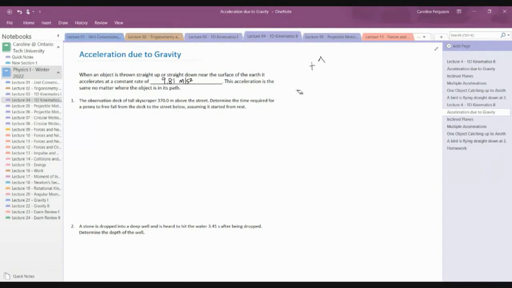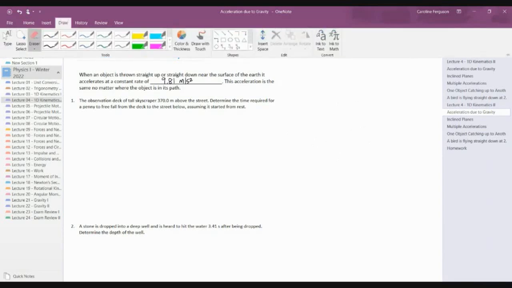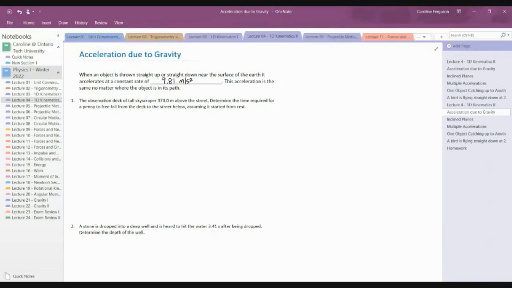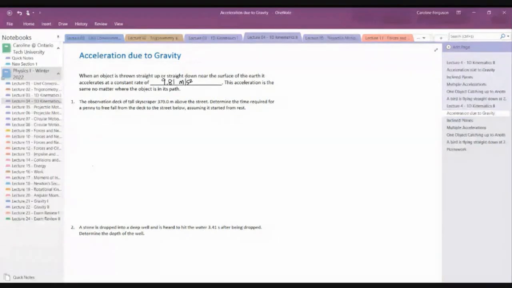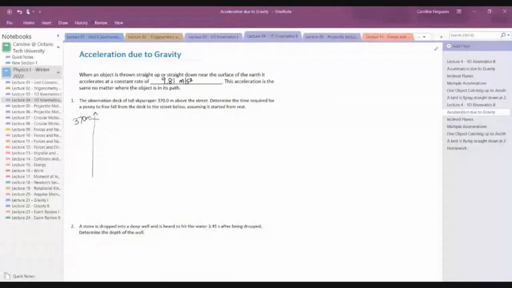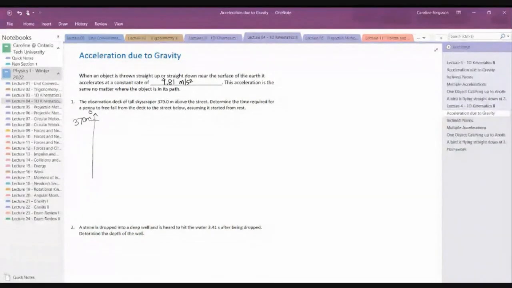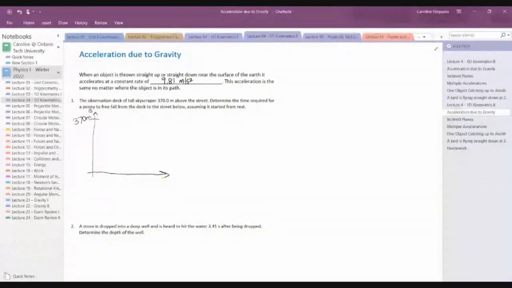So let's write out for question 1, what is all the information that we know? The observation deck of a tall skyscraper is 370 meters above the street. So let's say it's here, and this is our height. I can call it height, I could call it y since it's a y direction, or I could call it s. It doesn't really matter, s being generic, so it could be x or y. And this is my time.